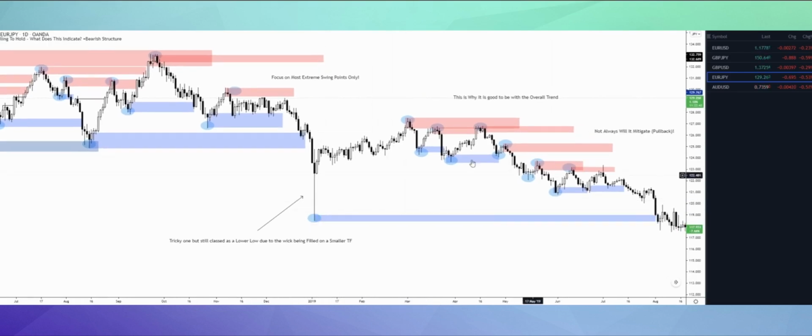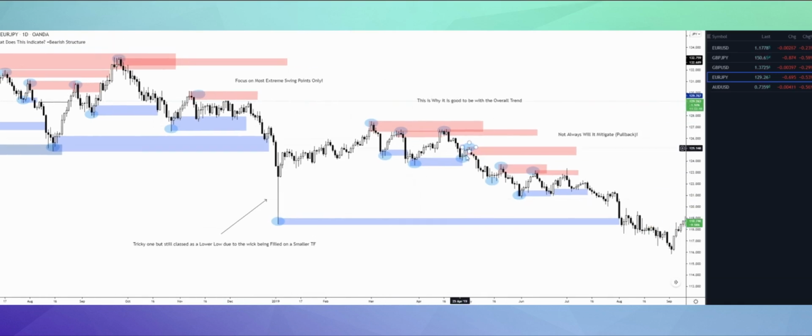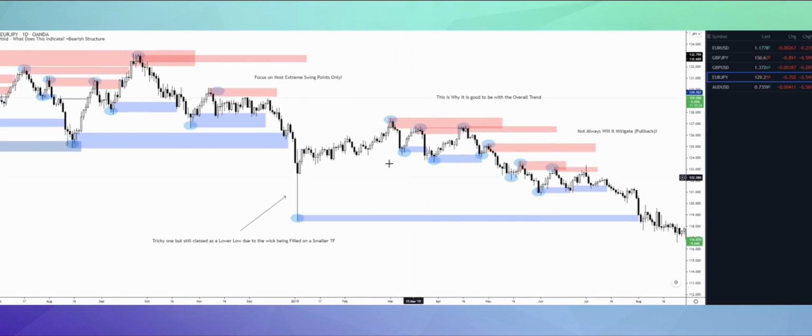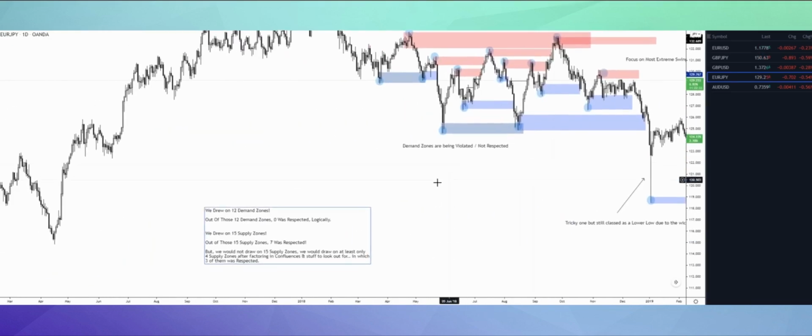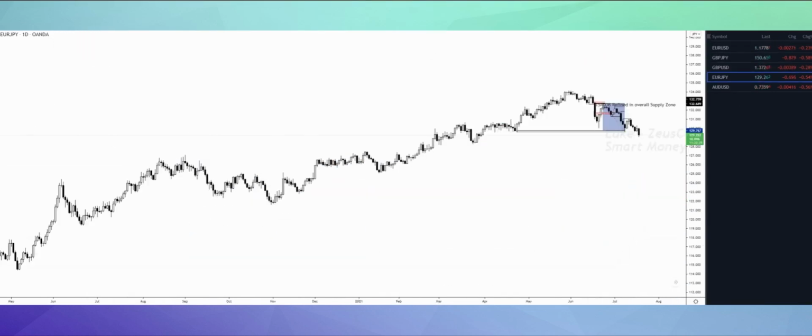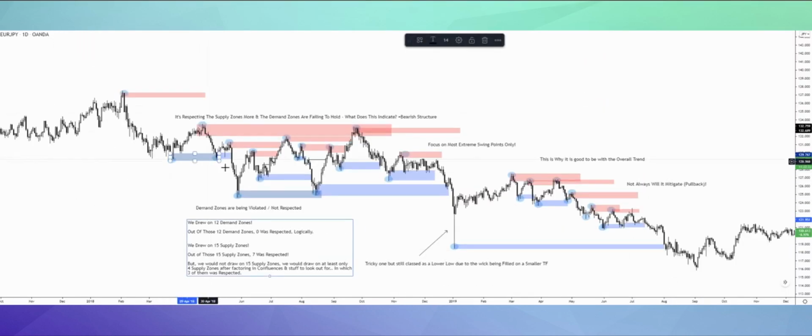So this here is classed as a most extreme swing point. So everything within this range is what we could jump into and try to take those nice trades, supply and demand zones, right? Because it's still within this range. So if we look at the maths of it as well, if I just move this back, we drew on 12 demand zones. Every blue one is a demand zone. Probably wrong, but we drew on 12 of them.